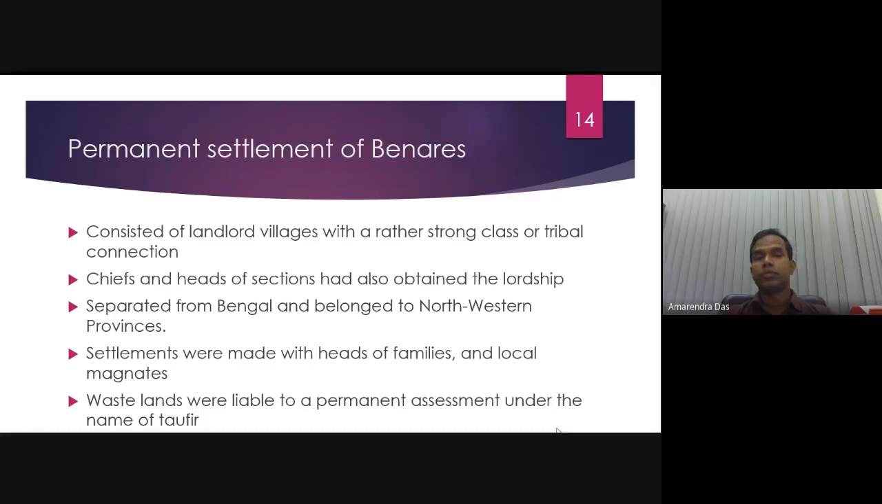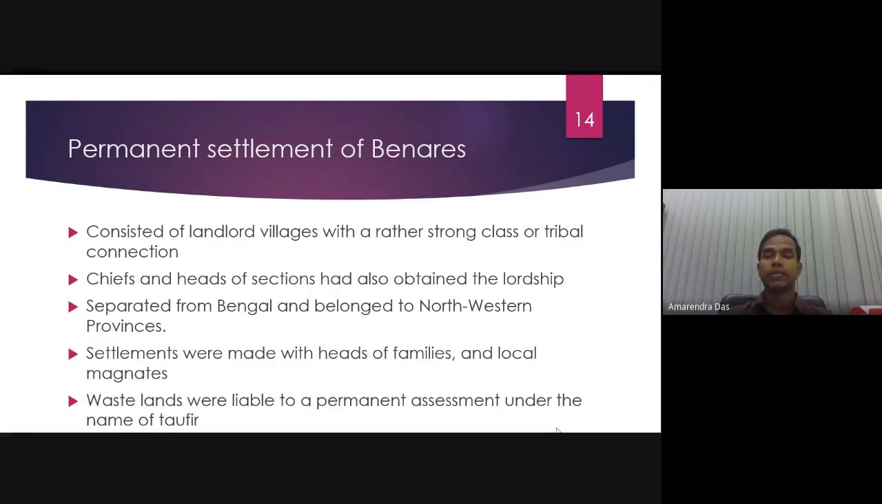And so that was the permanent settlement in the Bengal presidency. Then permanent settlement also existed in the Banaras region, however it was a little bit different from the Bengal presidency. In the Banaras region, the landlord villages had a rather stronger class or tribal connection, and the chiefs and heads of sections had also obtained the lordship. Basically, the village heads and village chiefs had obtained the landlordship.